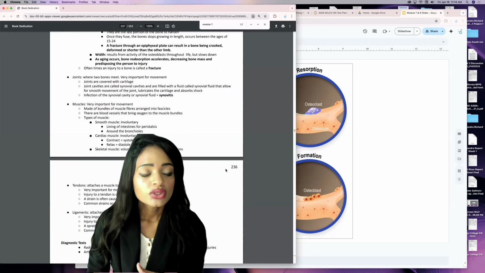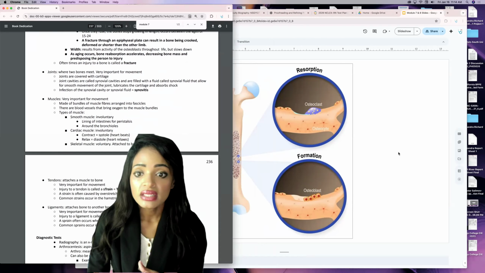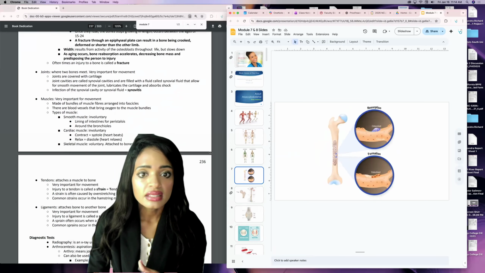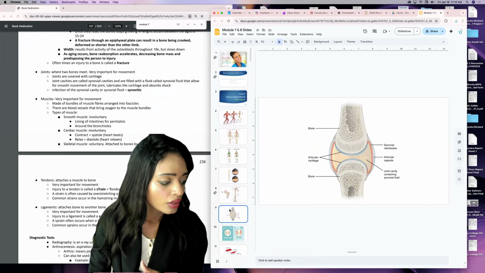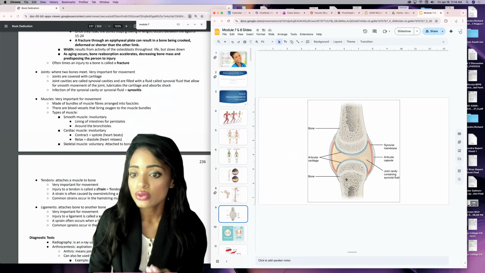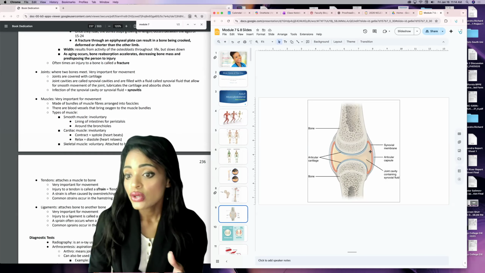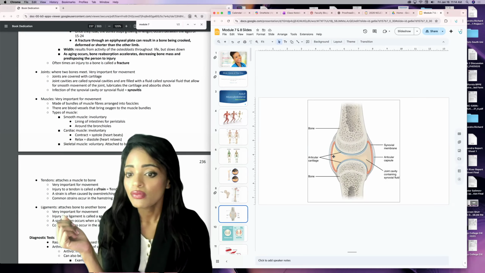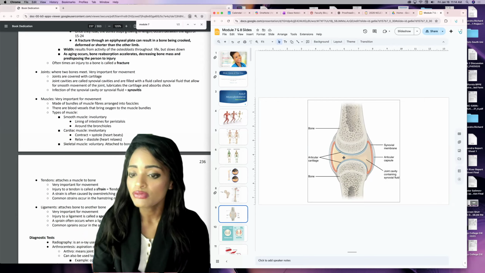Okay. We also learned about joints. Joints are where two bones meet, which are very important for movement. So we learned about joints. It's where two bones meet, and we learned that they meet in what is called the synovial cavity. So a joint cavity is called a synovial cavity, and it's filled with fluid called synovial fluid.